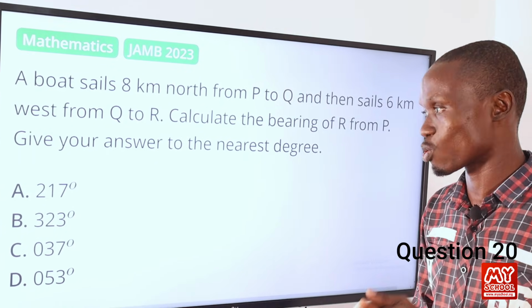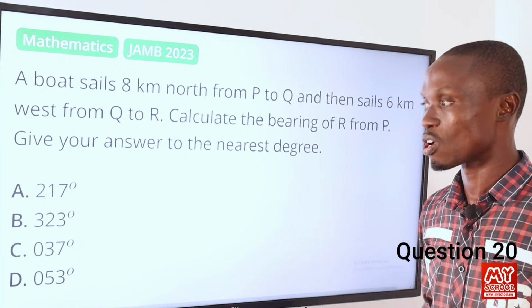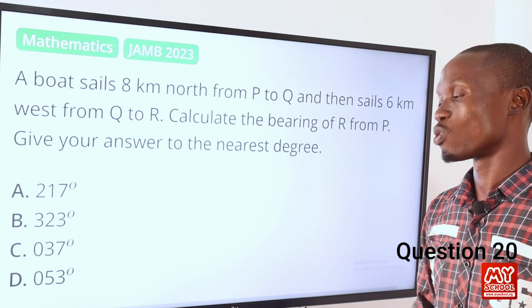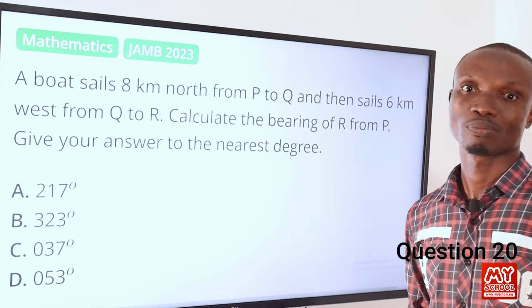So according to our calculation, the correct option is option B, which is 323 degree.